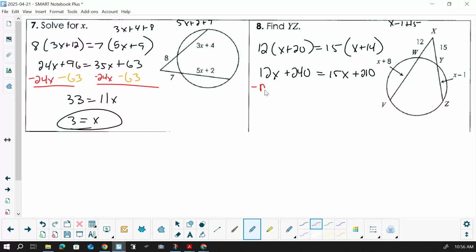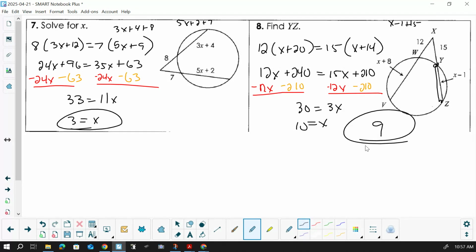Let's get rid of the 12 from both sides, and if we get rid of the 12, I'm going to get rid of the 210. And when I do that, that's gone. 240 minus 210, 30. 15 minus 12 is 3. So x is 10. The question says yz. Where's y at? Yz, 10 minus 1 is 9. And that's your answer for that one.